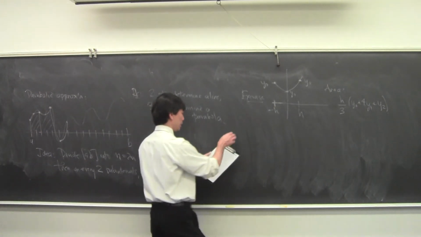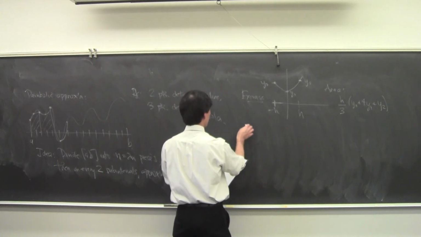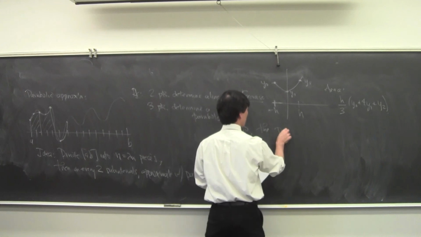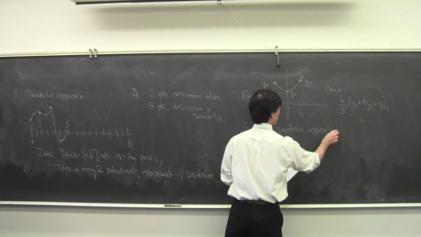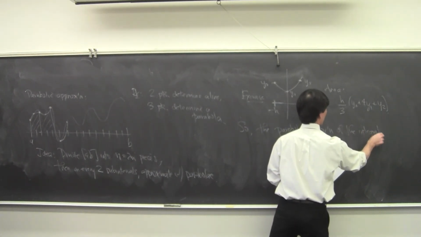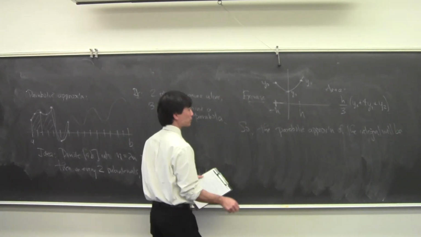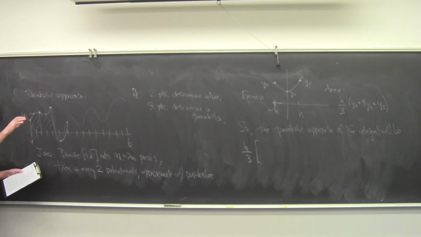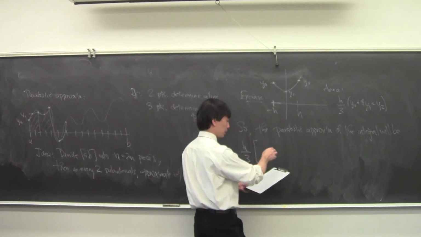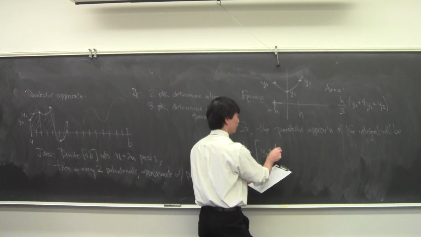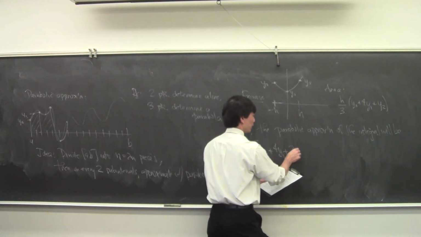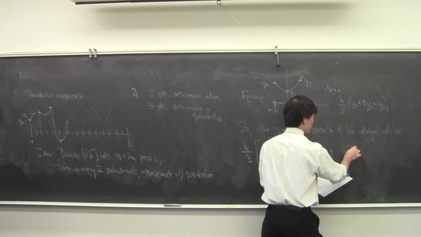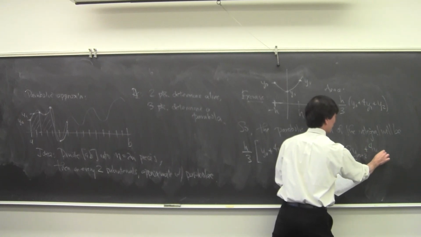So our formula is going to be: the parabolic approximation of the integral will be h over 3 times, if we call these points y0, y1, y2, etc., (y0 plus 4y1 plus 2y2 plus 4y3 plus 2y4 plus ... plus 2y n minus 2 plus 4y n minus 1 plus y n).